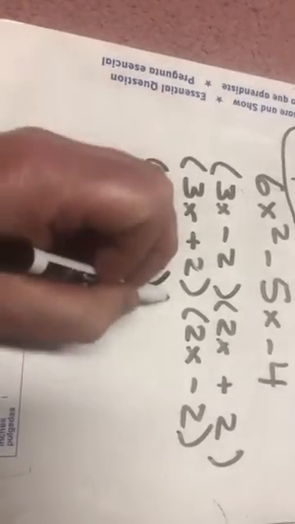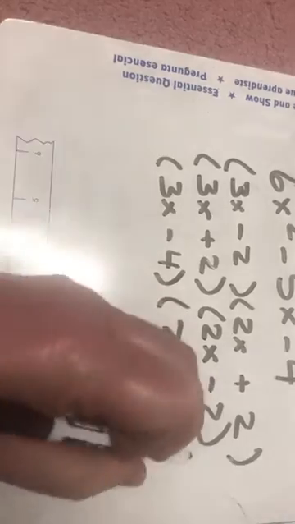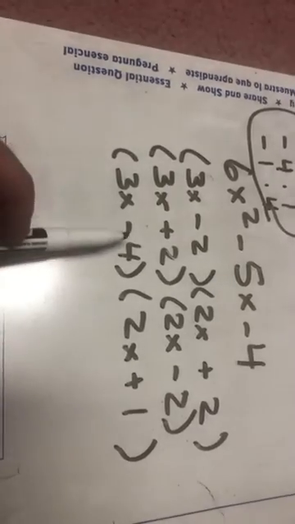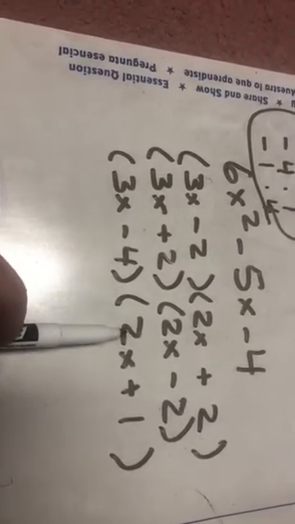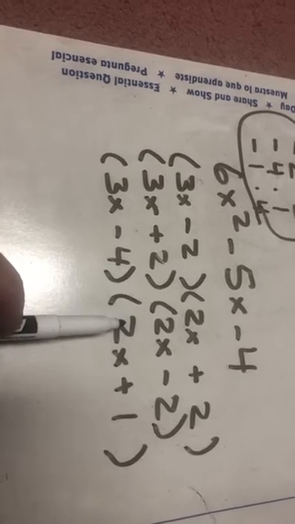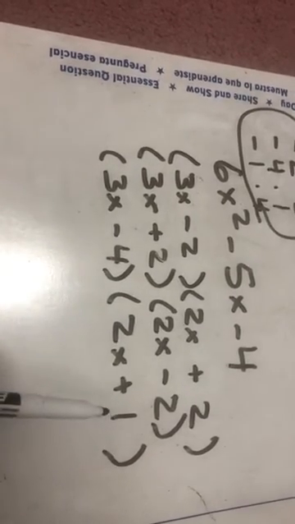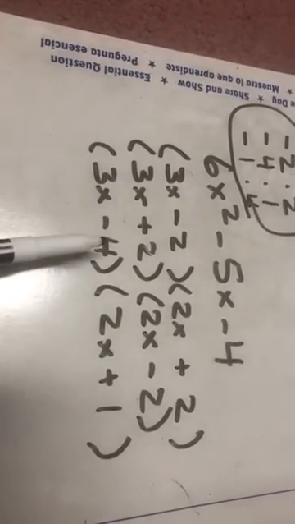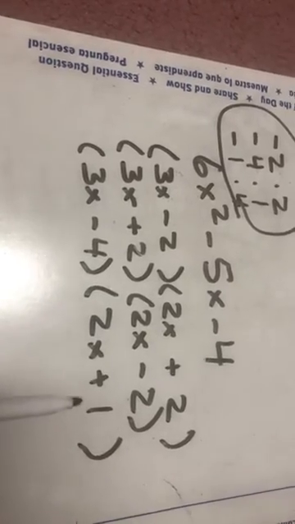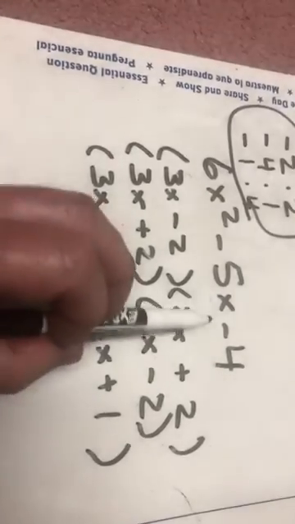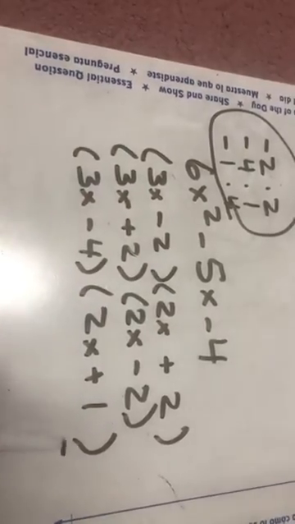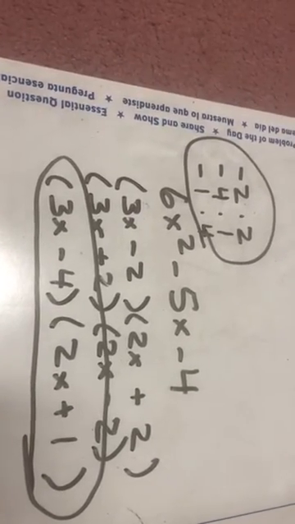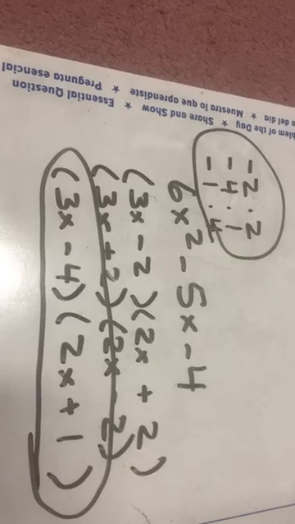3x minus 4, 2x plus 1. Well, 3x times 1 is 3x. Negative 4 times 2x is negative 8x. Hallelujah, 8th grade. Positive 3, which I get from 3x times 1, and negative 8, which I get from negative 4 times 2x. When I combine positive 3 and negative 8, I get a negative 5. I finally have my right answer. 3x minus 4, 2x plus 1.